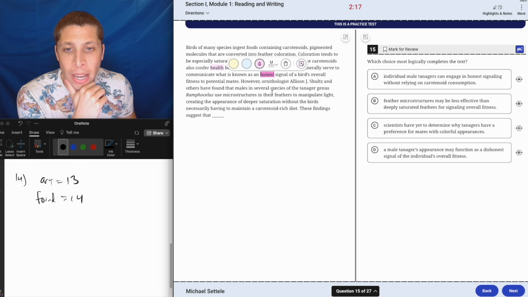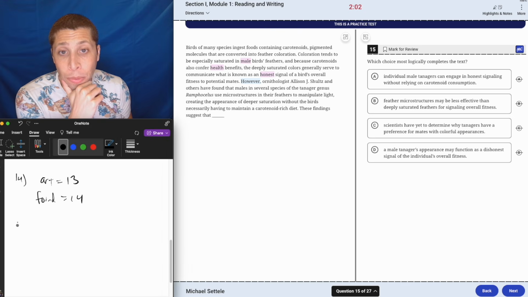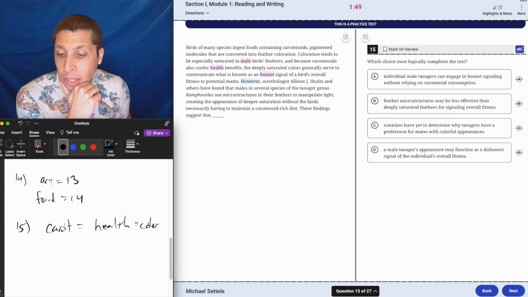to potential mates. However, ornithologists and others have found that males in several other species of the tanager genus use microstructures in their feathers to manipulate light, creating the appearance of deeper saturation without the birds necessarily having to maintain a carotenoid-rich diet. So basically, normally carotenoids equal health and carotenoids equal the color, but in this one, the carotenoids do not equal the color.